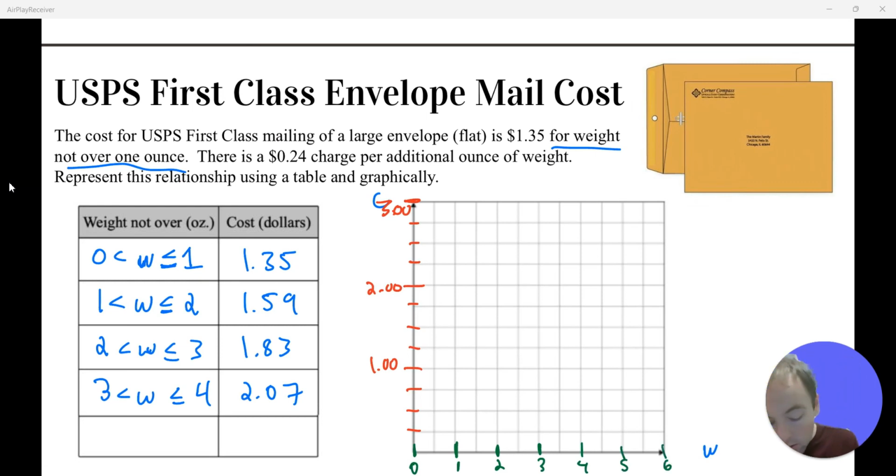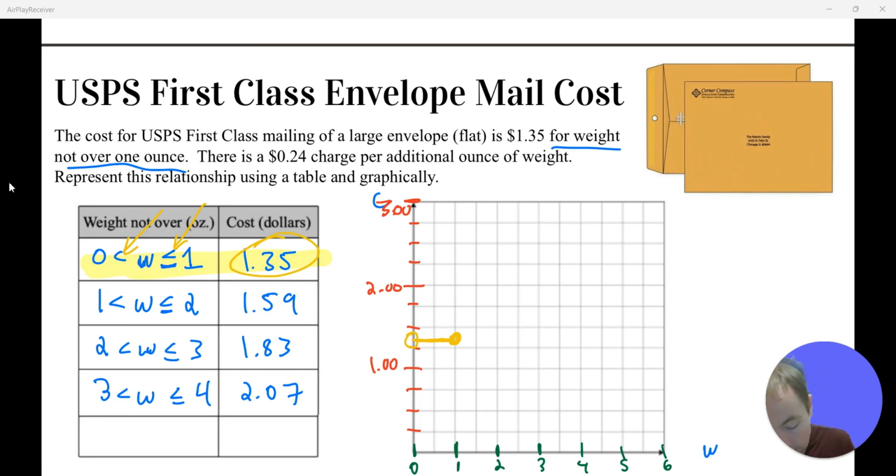Okay, all right, so if we wanted to graph this first part right here, we're saying that the cost is going to be $1.35 no matter what. So even if it's really close to 0 in weight, it's still going to cost you $1.35. So $1.35 is going to be right there. So any weight between 0 and 1 is going to cost you $1.35. Now, because of that strict less than, and then that less than or equal to, you're going to have an open dot and then a filled in dot to correspond on that little graph piece right there.